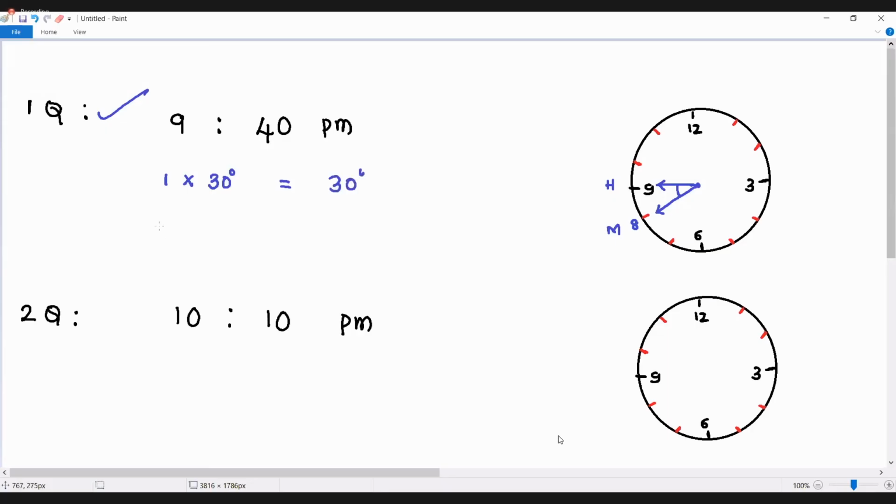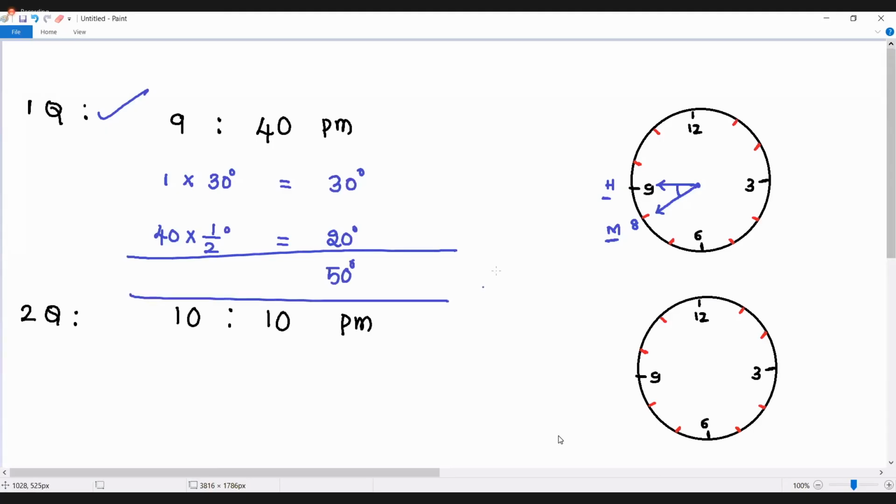And there is 40 minutes of tilt. Please do remember, 1 minute will make half degree, so 40 minutes will make 40 into half degree, that is 20 degrees. So you are going from M to H and you can add the values. The sum of these two is going to be 50 degrees. So the angle will be equal to 50 degrees for the question. M to H.